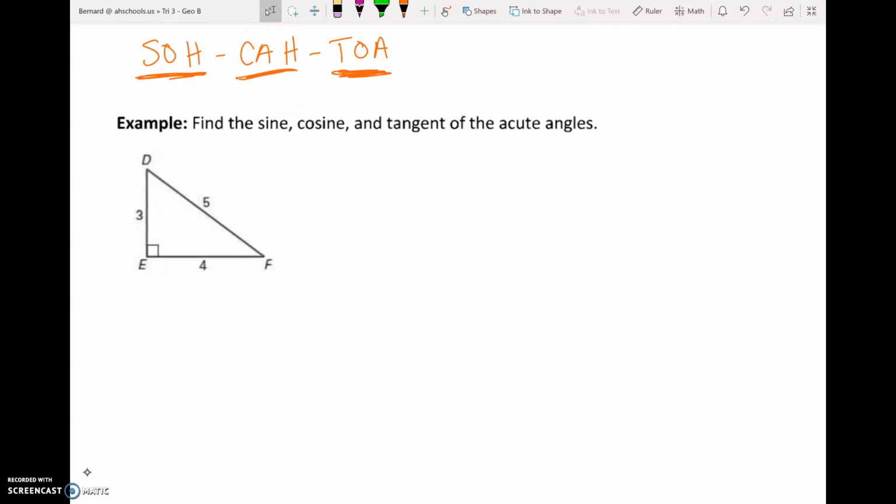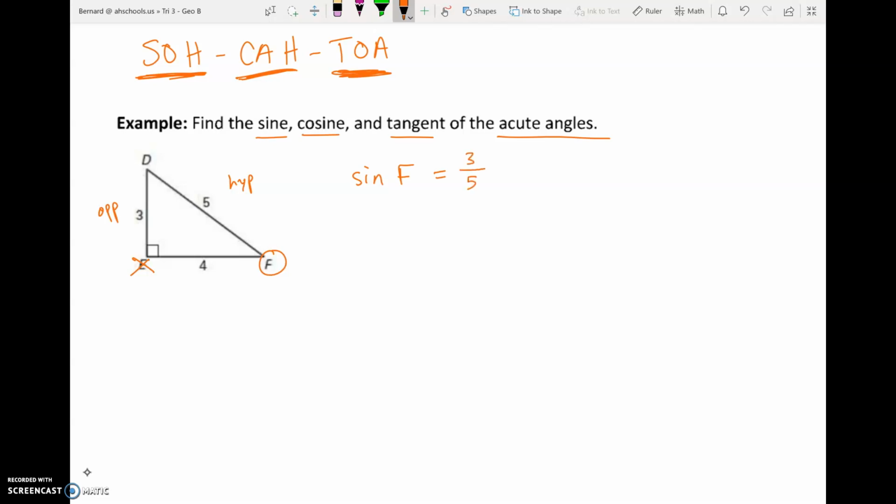We'll keep the SOH CAH TOA in view. Let's try to go a little faster. Sine, cosine, tangent of the acute angles. Remember, that just means never use the 90. We're not going to do this with angle E. We're going to do it with angles F and D. Let's start with F. So we'll go sine of F. And I can abbreviate sine by writing sin. And that's going to equal, and remember it equals opposite over hypotenuse. So opposite is going to be 3, hypotenuse is 5, so this equals 3 divided by 5.